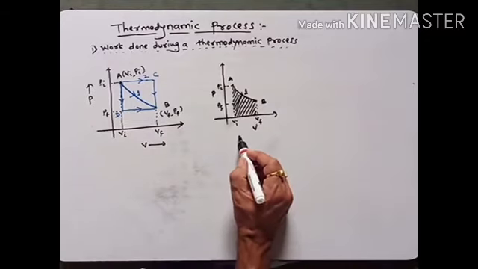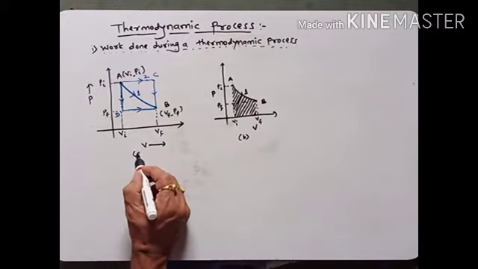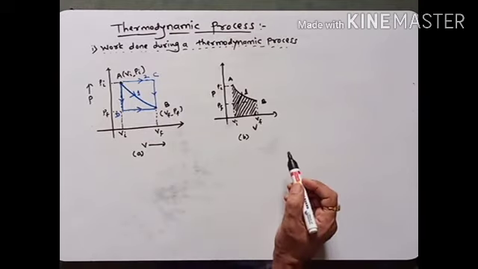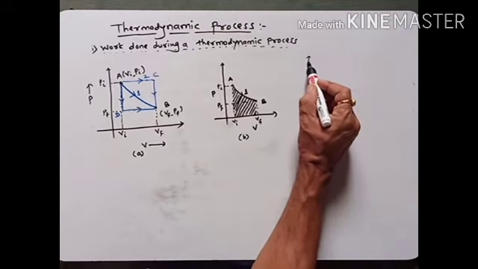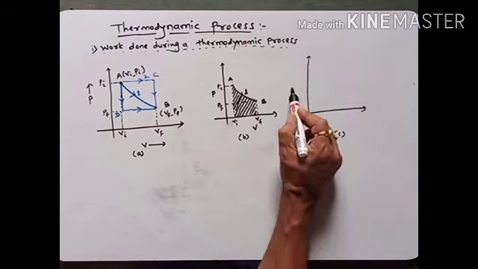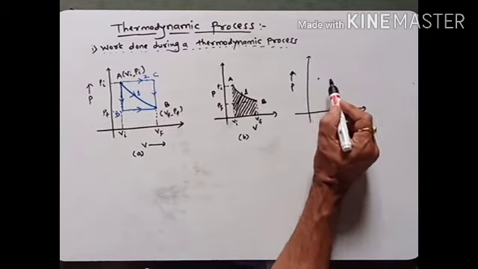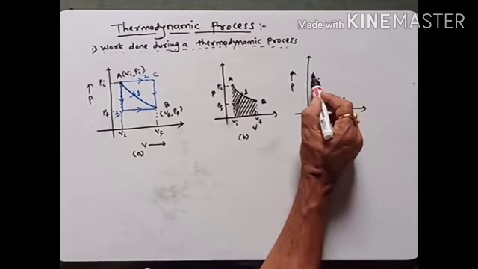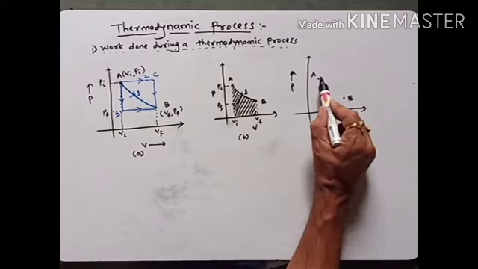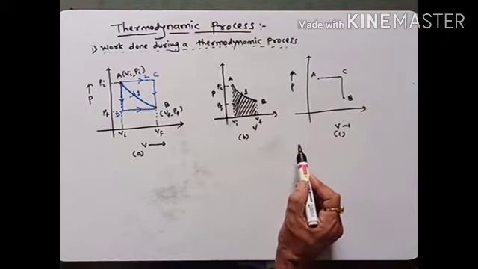Suppose I consider this is figure B. This is figure A, where three ways are there. In figure B, only one way. Now this is the work done. Now we consider the third figure. Suppose this is figure C. Pressure is here, volume is here, and the state changes from A to B by this way, that is from A to C, this is C, and C to B.